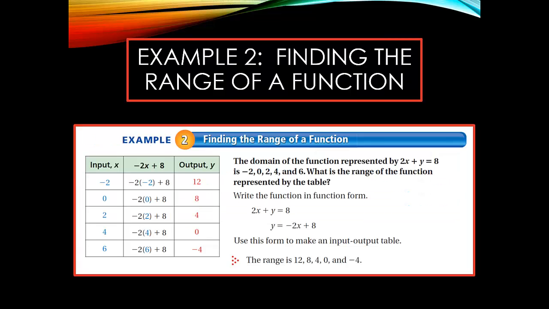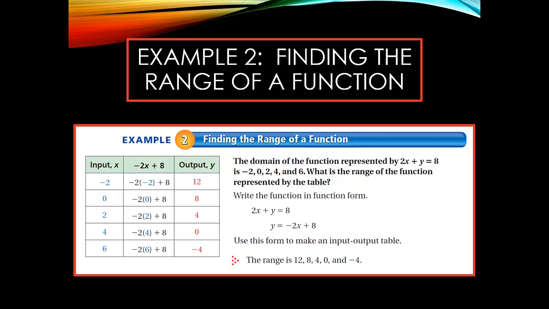Now for example 2, we're finding the range of a function. The domain of a function represented by 2x plus y equals 8 is -2, 0, 2, 4, and 6. What is the range of the function represented by the table? So the first thing we're going to do is write the function in function form. So we're going to solve for y. In order to solve for y, we're going to subtract 2x from both sides. So 2x plus y equals 8 would then be y equals -2x plus 8. We're going to use this form to make an input and output table.